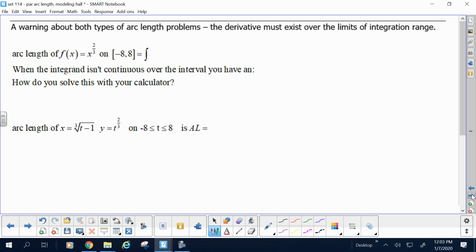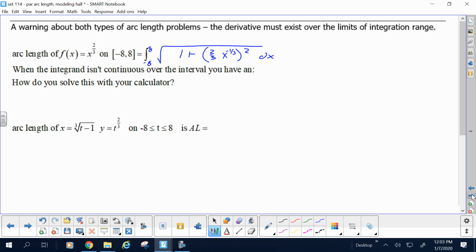Say I asked you to find the arc length of this function on -8 to 8. Is that the integral of 1 plus f prime squared, or is that the integral of dx/dt plus dy/dt squared? Which of the two arc lengths are we talking about now for this first one? 1 plus. Okay, so we would do 1 plus f prime squared, and f prime, I think you'll agree, is 2/3 x to the -1/3, all squared, from -8 to 8.